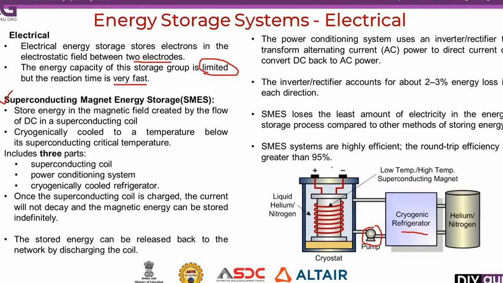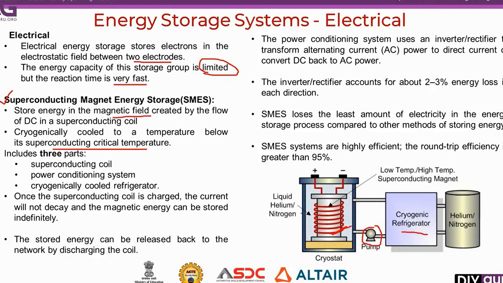Initially, with the help of DC power, this coil is energized, and with the help of the proper converters, this stored energy can again be given to the external circuit. Actually, SMES stores energy in the magnetic field created by the flow of direct current in the superconducting coil. This coil is the superconducting coil where energy is stored as a magnetic field. This liquid helium or nitrogen is used to cryogenically cool it to a temperature below the superconducting critical temperature.